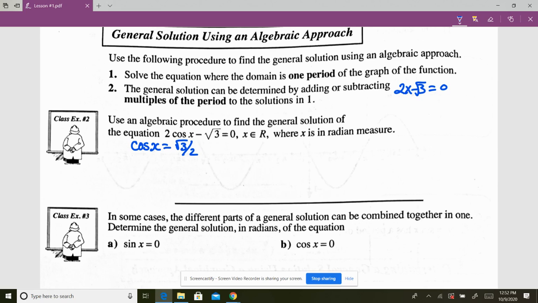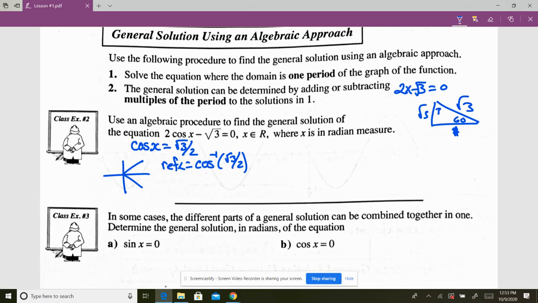Where is cosine positive? 1 and 4. Bam. I got to find my reference angle. Who can tell me the reference angle of root 3 over 2? You can do it in your calculator, or if you remember special triangles, it will be 30 degrees. Okay, because cosine is root 3 over 2.